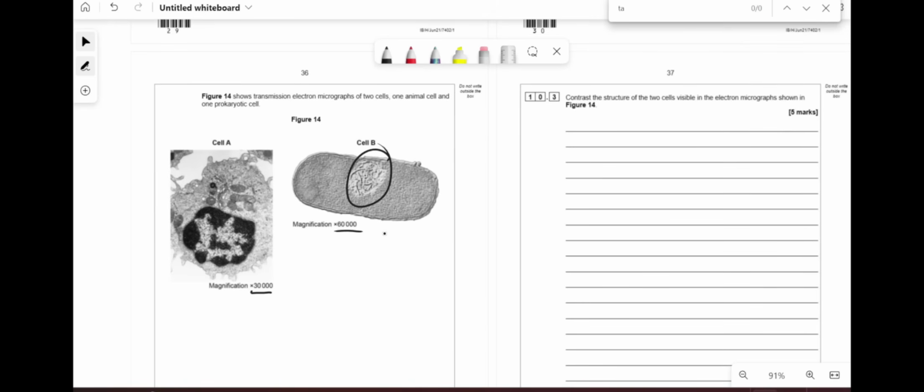What else have we got going on here? You've got a cell wall here. A doesn't. What else have we got? There's a capsule around A, but there's not around B. The DNA in A is linear, whereas in B it's circular. A's got massive ribosomes and all that endoplasmic reticulum and stuff, and B doesn't. So it's just things like that.